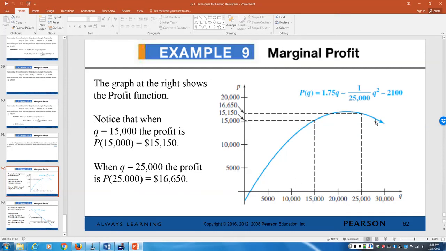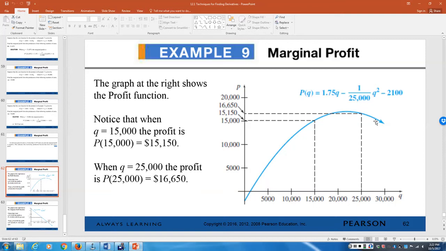Here's a graph of that function, okay? The one that we're looking at right here in this example, number 9. So when Q's 15,000, right here, the profit is about $15,150. But notice that your profit's still increasing at that point, because it's still traveling up.